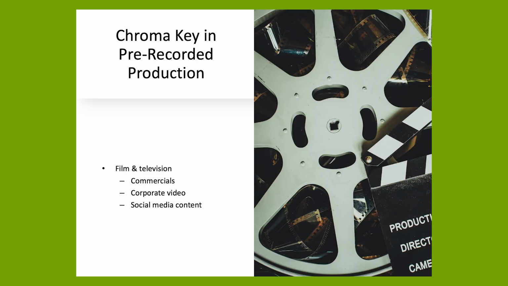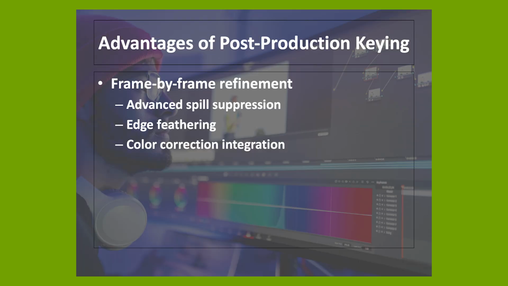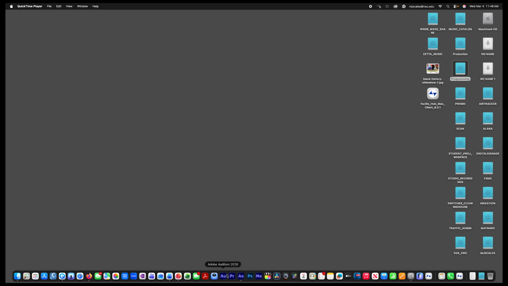In pre-recorded productions, chroma keying happens in post-production. Editors can refine edges, correct spill colors, and adjust the matte settings frame by frame, and in fact key out more than one shade of a color. Now I'm going to demonstrate how you do it in Adobe Premiere.